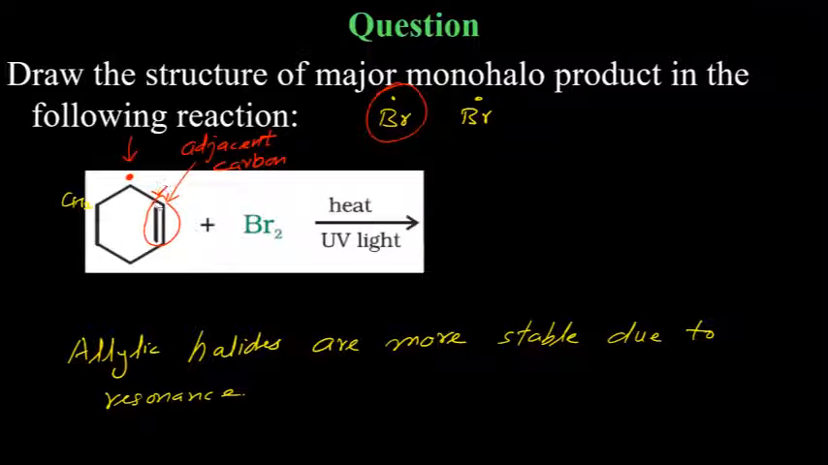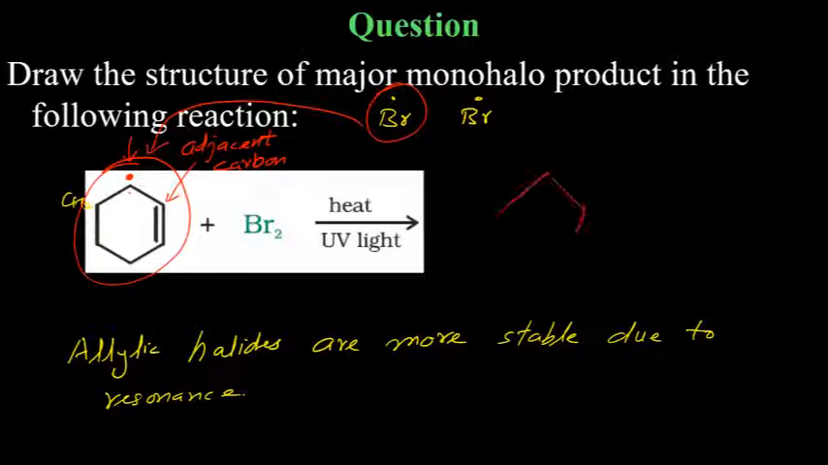And these are more stable because here partial double bond happens. So this bond switches here, then again switches back. So this type of partial resonance happens here, which makes this allylic free radical more stable. So because the allylic free radical is more stable, this type of free radical is formed and bromine gets attached to this carbon.